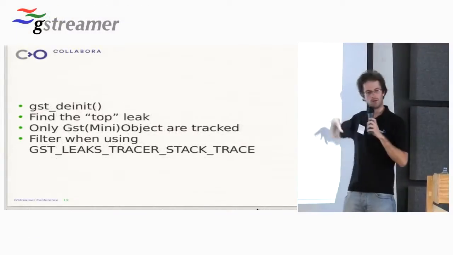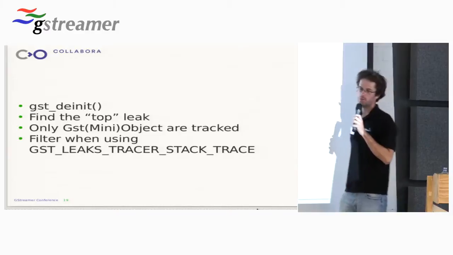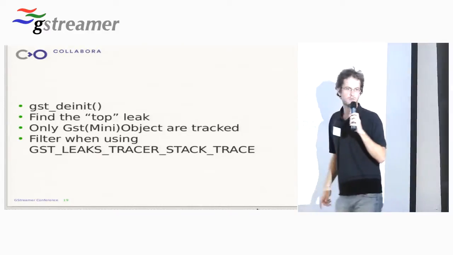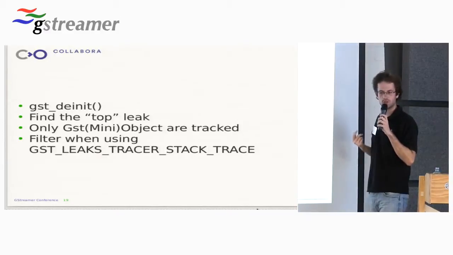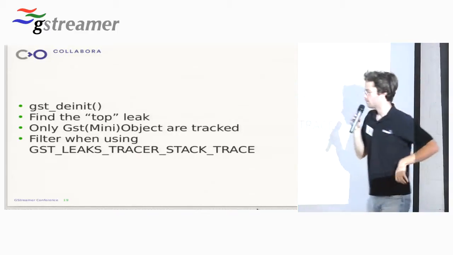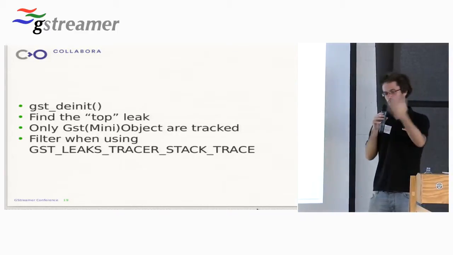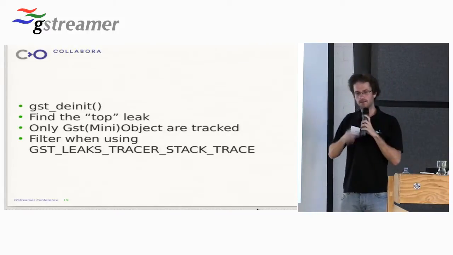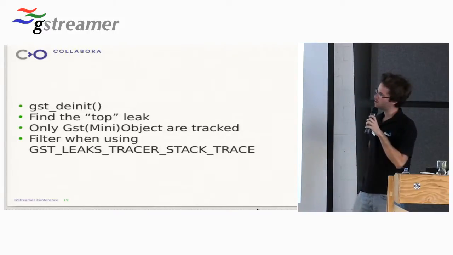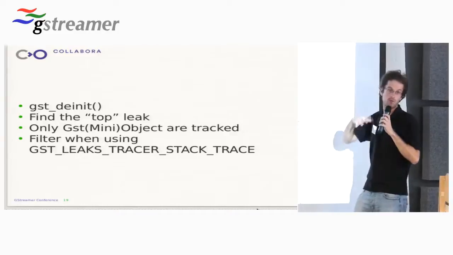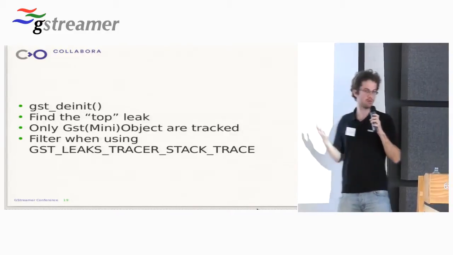So if you want to use my tool in your application, the first thing you have to do is make sure that gst_deinit is called before returning. So at the end of your main function, just before returning, you want to call that, because it's this call which will destroy the leak tracer and start detecting which objects are still alive. It's very easy, you just have to add this call if it's not there yet. Then hopefully you won't have any leak because your code is perfect, right?